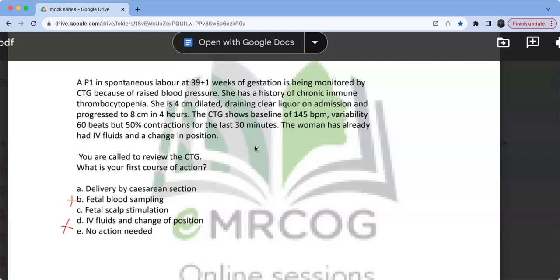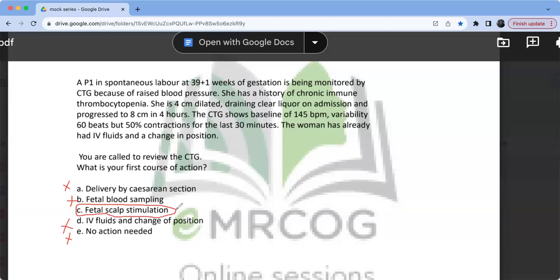Right? So they now go for the expedited delivery, okay? So I can't really choose the delivery by cesarean section as the first course of action, right? And no action needed is not, IV is not, okay? Since this question is already old in the question bank, the most suitable answer is the fetal scalp stimulation, so we will choose for this question the fetal scalp stimulation.